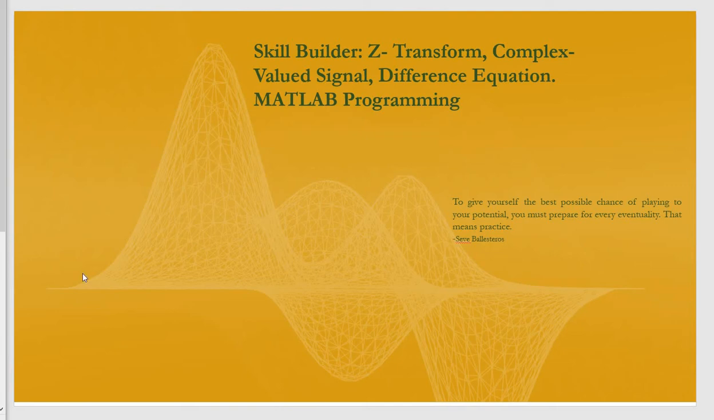And we're rolling. Hi there. So today we're going to have a skill builder.